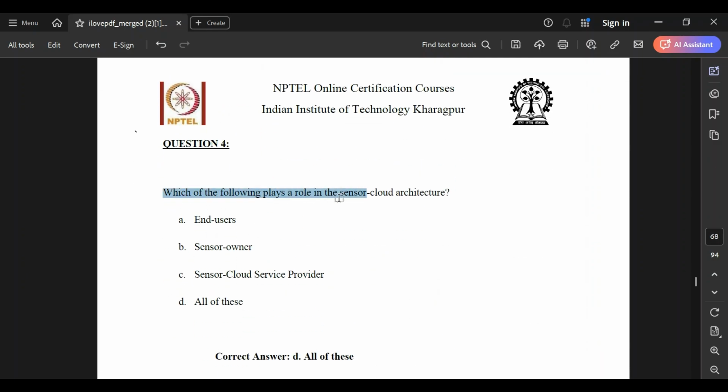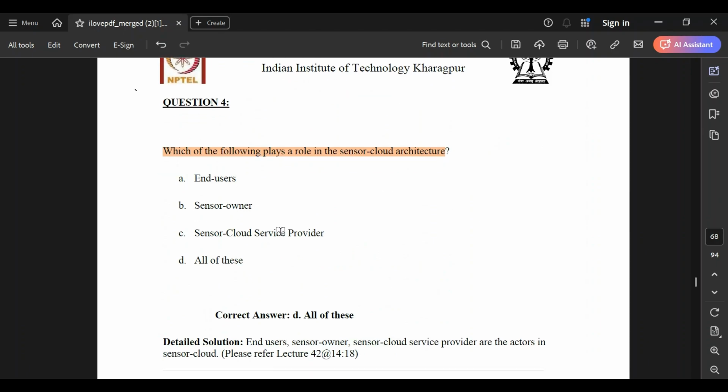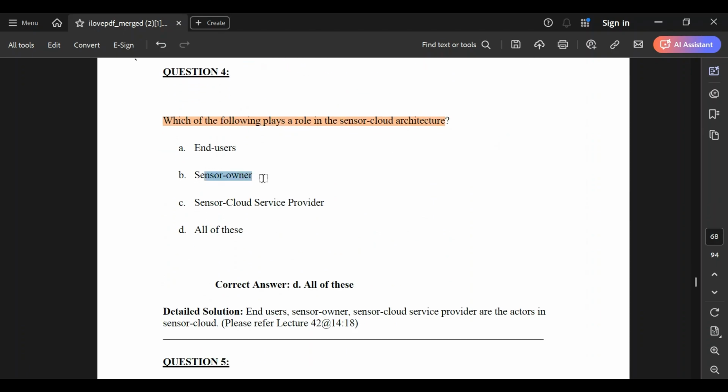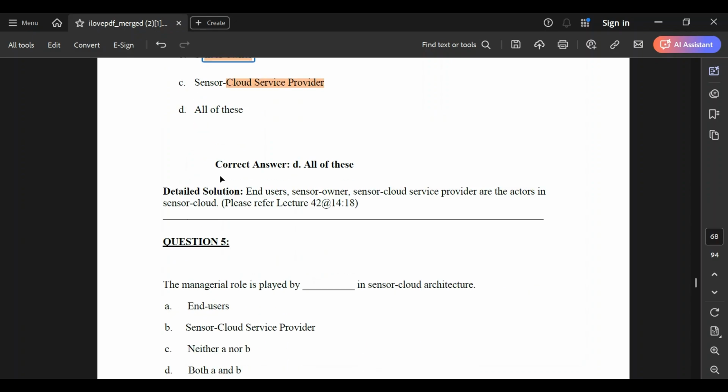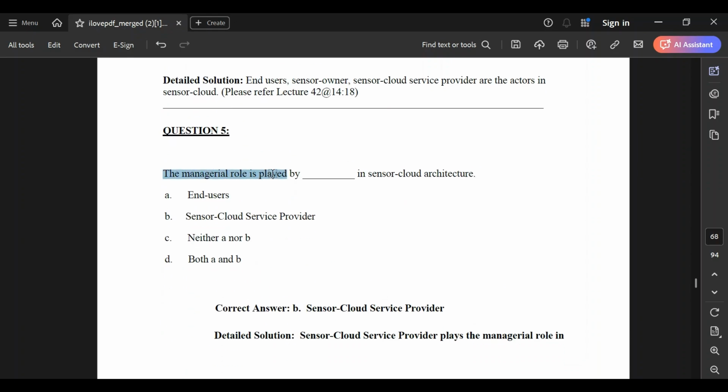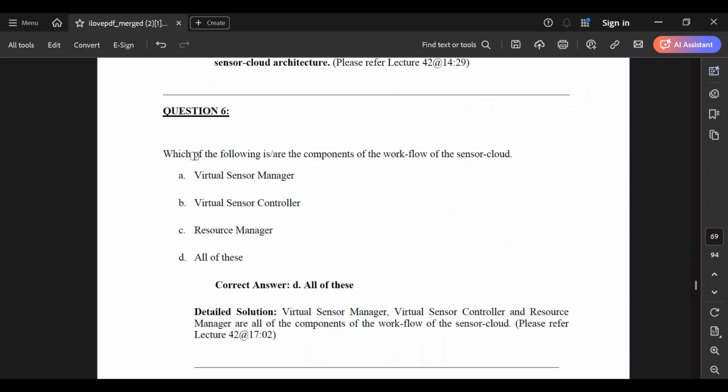Which of the following plays an important role in sensor cloud architecture? It is all of these: sensor owner, sensor cloud, service provider, and users. The magical role is played by dash. So the magical role is played by the sensor cloud service provider. Okay. Moving to the next one, which of the following are the components of the workflow of the sensor cloud? So it is all of these: resource managers, virtual sensor controller, virtual sensor manager.